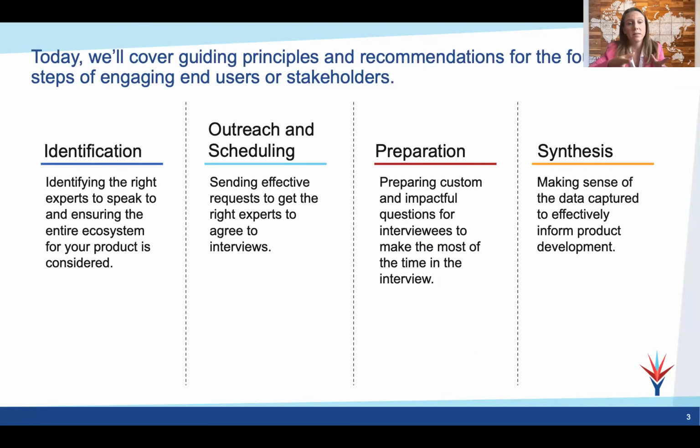Great. So we've boiled down stakeholder engagement to 4 main steps, as you see on this slide. That's identification, outreach and scheduling, preparation, and synthesis. So over the next 15 minutes, we'll be taking a deep dive into these 4 main steps, but just a brief high-level overview: identification, identifying the right experts to speak to, and ensuring you're considering the entire ecosystem. Outreach and scheduling will give you some tips and tricks on how to send effective requests to get the right experts to talk to you.